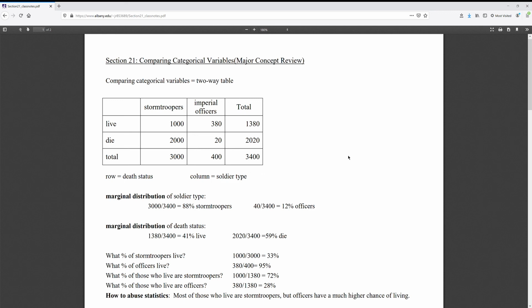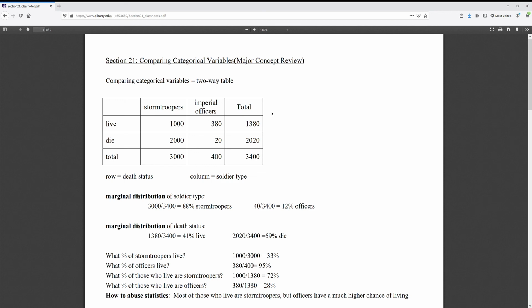In this case, I have two variables. One is whether the soldiers in question are stormtroopers or imperial officers, and the other is whether they live or die. So we're back to data analysis, so we're not forming any sweeping conclusions here. We're only studying the data that we happen to have, at least in this section. So of the 3,400 soldiers we happen to be looking at, we can see how they play out.